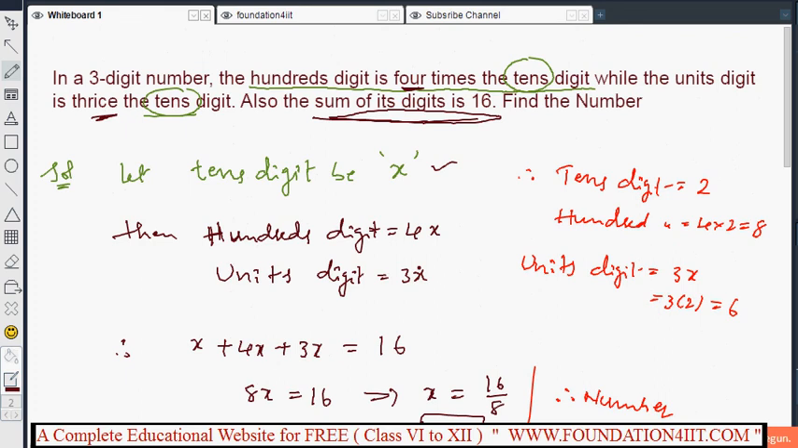Okay, next I'll explain the divisibility rules. I'll explain all the divisibility rules which are used for the class 8 syllabus.